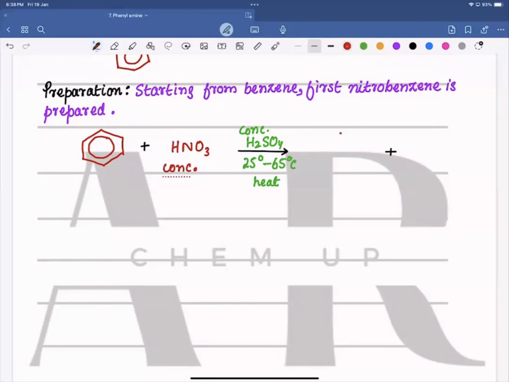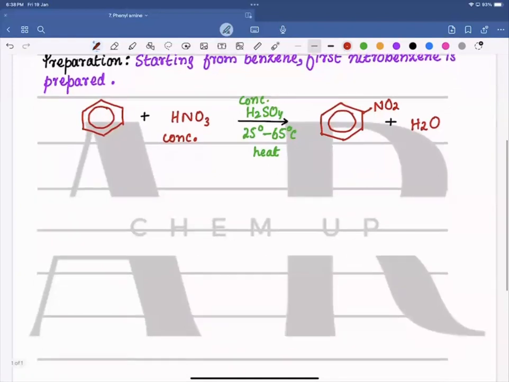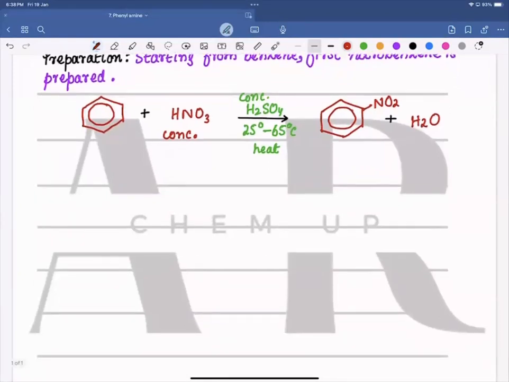So as a result, electrophilic substitution of benzene occurs, and a nitro group which behaves as an electrophile substitutes the hydrogen, forming HNO2, and the hydrogen released reacts with the OH to form water. We already did this reaction, I hope everyone knows. So we got nitrobenzene, right? And we have to make phenylamine.